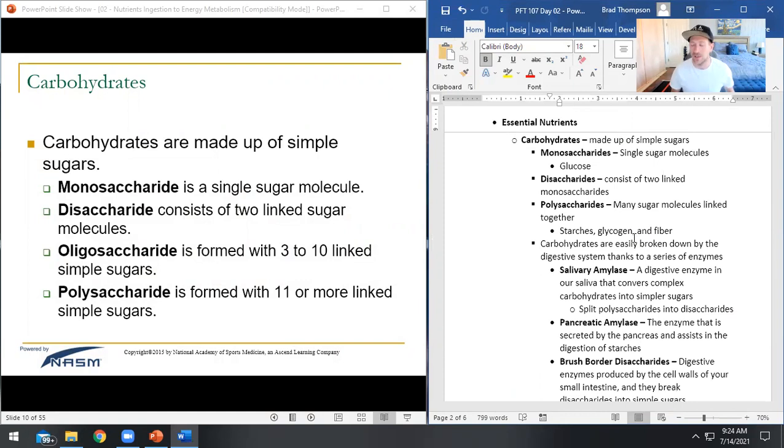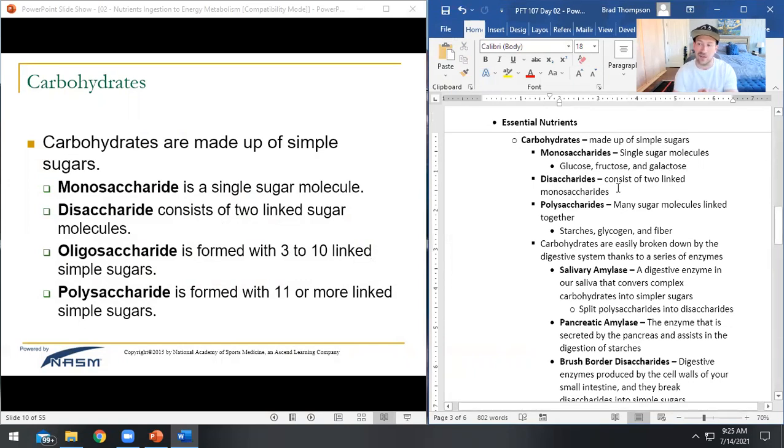Glucose is the one that we talk about because that's the one that our body uses for metabolism. If you get fructose in, your body converts it into glucose, but then, poof, it goes through glycolysis like it normally would. So when we say carbohydrates, it is a material that's made up of simple sugars. What are simple sugars? Well, those are your mono and disaccharides, right? So monosaccharides, mono for one, is a single sugar molecule. Glucose, fructose, and galactose, right? All of those are monosaccharides.